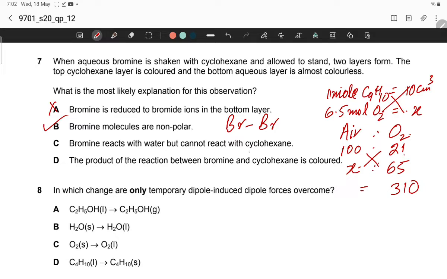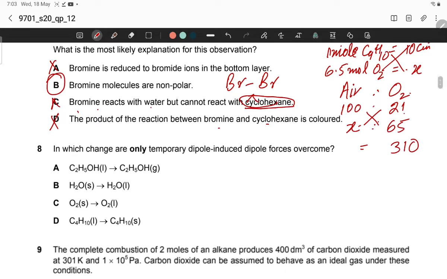Bromine reacts with water but cannot react with cyclohexene. Bromine cannot react with water, but can react with cyclohexene, so this is also incorrect. The cyclic structure does not stop it reacting with bromine. The product of the reaction between bromine and cyclohexene is colorless. So this is also incorrect. So the correct option is B.